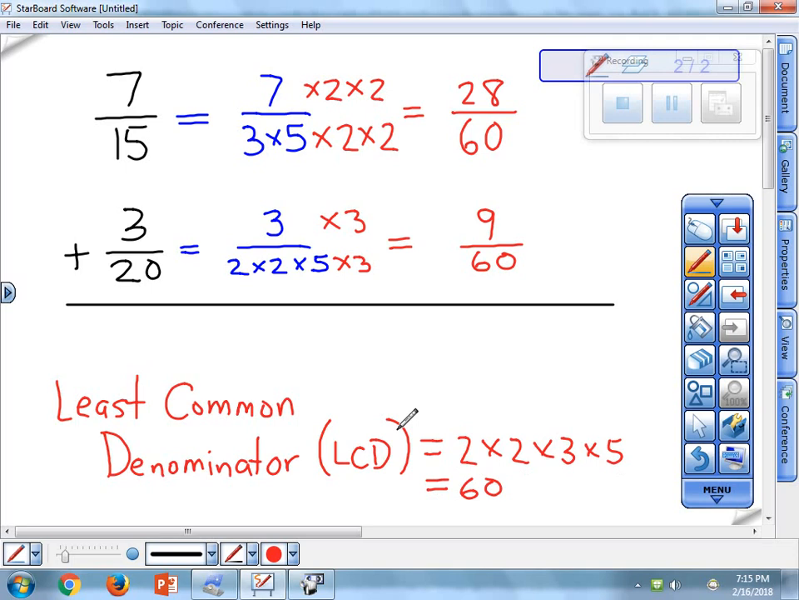Now let's add these two fractions together since they have the same denominator. 28 plus 9: 8 plus 9 is 17, carry the 1, 2 plus 1 is 3. I have 37 over 60 as my final answer. I can't reduce that fraction any further. So at this point, we've finished adding the two fractions together. And this technique can be used at any time when we find the least common denominator, the smallest number that the two denominators evenly divide into. That technique works anytime.